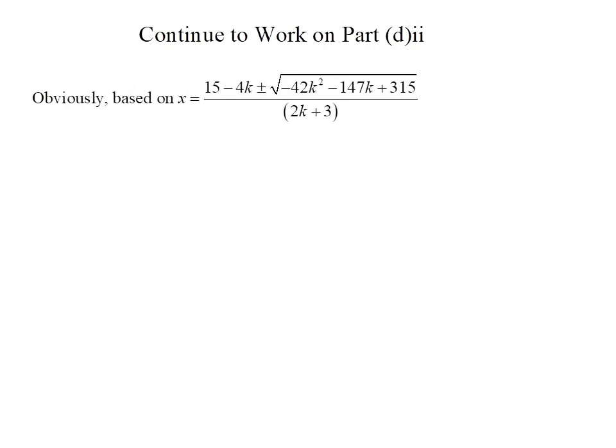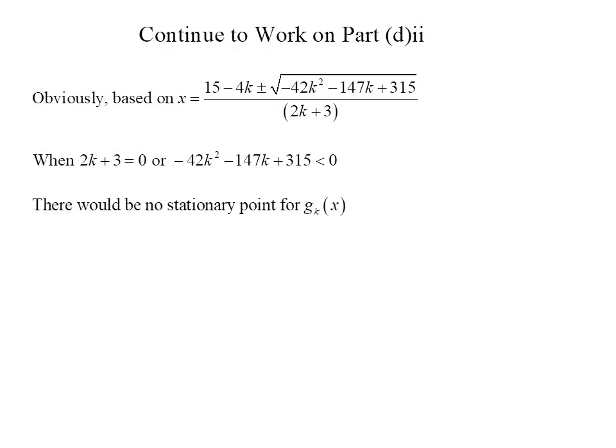Here we continue to work on section 2 of part D. According to the expression of the roots of the quadratic equation, we do the following analysis. Obviously, when 2k plus 3 equals 0, or negative 42k squared minus 147k plus 315 is less than 0, there will be no stationary point for the function g sub k of x.